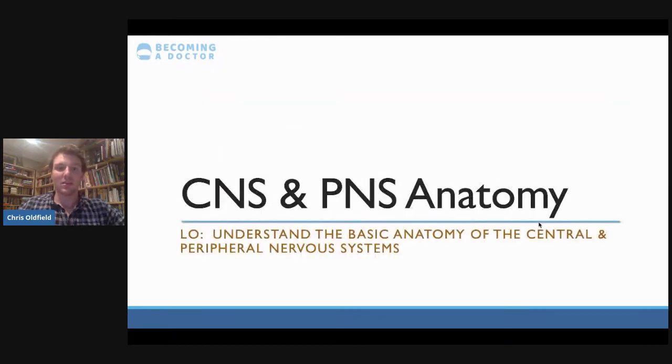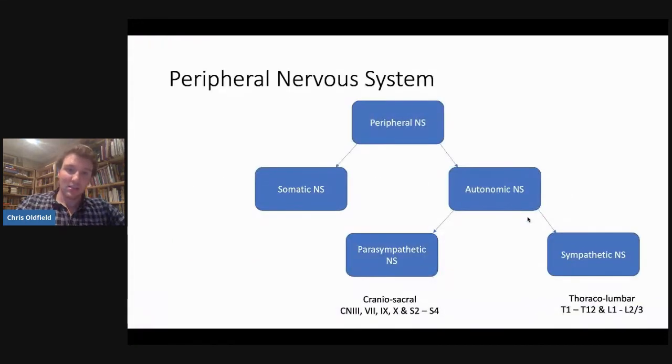So firstly, looking at just anatomy. Anatomy can be quite a dry topic because there's just a lot of sitting down and learning to do. But it's really, really important that you understand the basics of it. So firstly, this is the setup of the peripheral nervous system. You can see that it's split into the somatic and the autonomic nervous systems. Somatic is what you control. If I decide to clap my hands or I decide to walk, that's somatic because it's a choice that I make. Whereas autonomic is things that happen automatically.